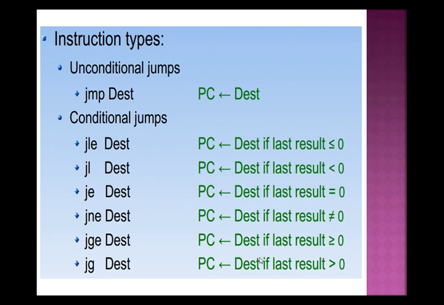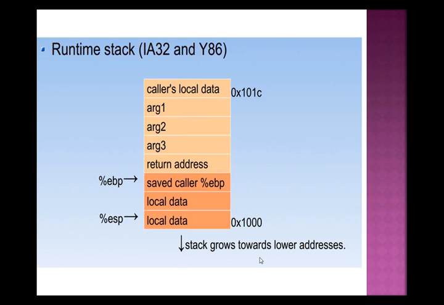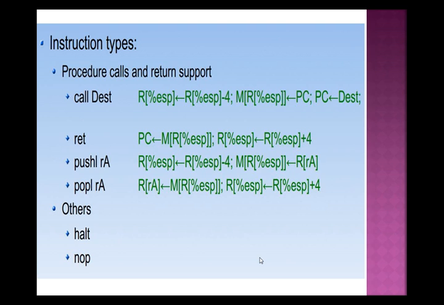Next is conditional move. Then we also talked about the stack, that is how the stack is used in Y86 implementation. It uses LIFO, that is last in, first out. These are the multiple runtime stack variables: argument 1, argument 2, argument 3, return address, local data, and local data for ESP.